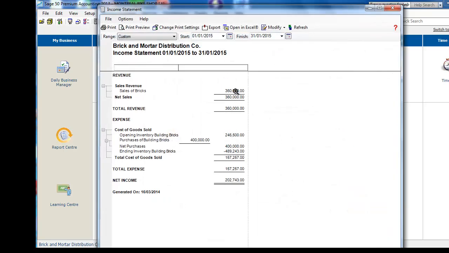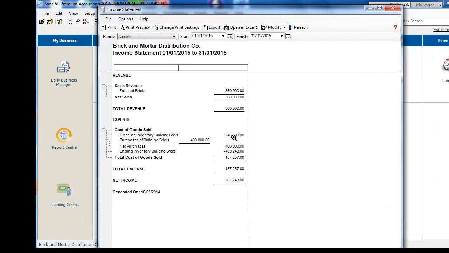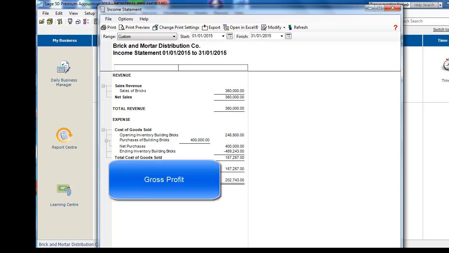I have my sales at 360,000, which is a credit balance, just to demonstrate. Here's the credit balance. Opening inventory of 246,500 plus the $400,000 of purchases that we made. We add 246,500 plus the 400,000. This gives me goods available for sale less my ending inventory of 489,243, gives me cost of goods sold. 360,000 sales less my cost of goods sold of 157,257 gives me my gross profit of 202,743.